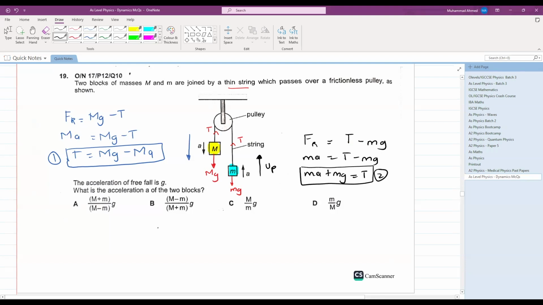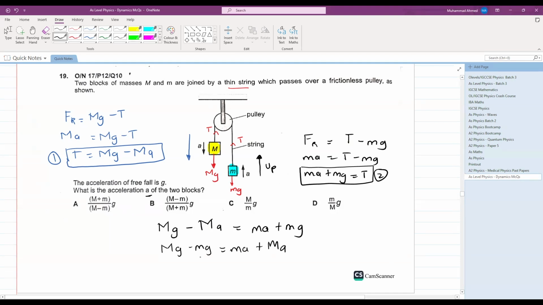Can you equate both of them? Yes. Capital M small g minus capital M A is equals to ma plus mg. Perfect. You have to calculate acceleration A of the blocks. So let's isolate all the acceleration variables to one side. Capital Mg minus small mg is equals to ma plus capital MA.